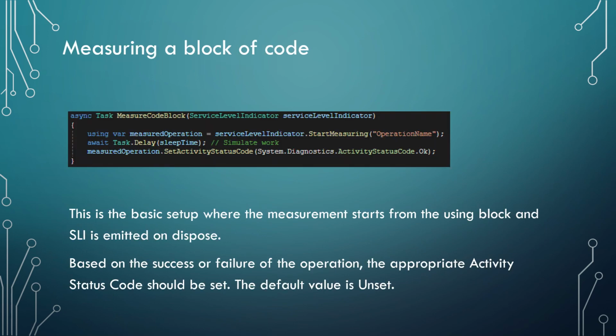This is the basic setup where the measurement starts from the using block and SLI is emitted on dispose. Based on the success or failure of the operation, set the appropriate activity status code. The default value is unset.